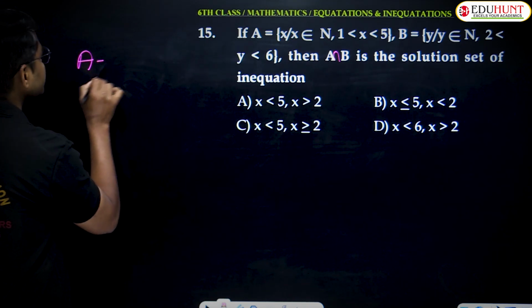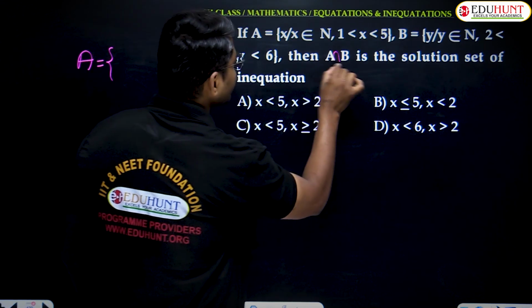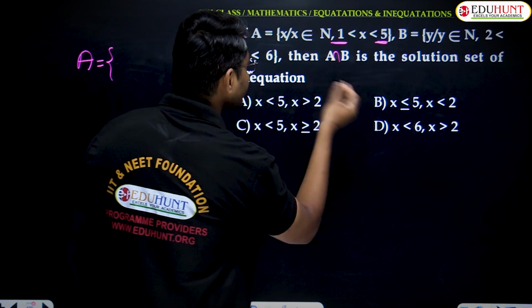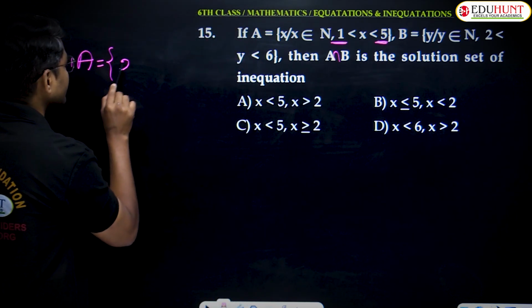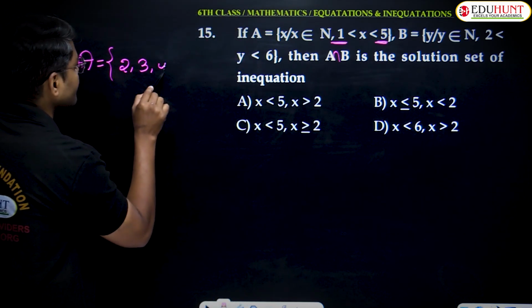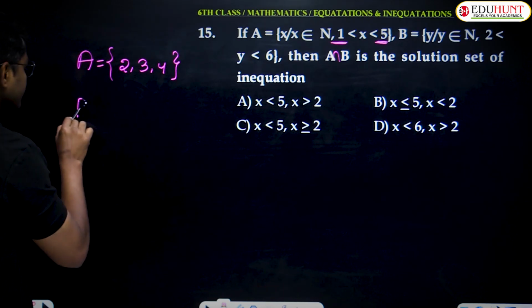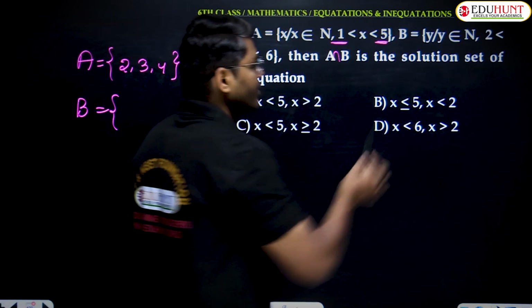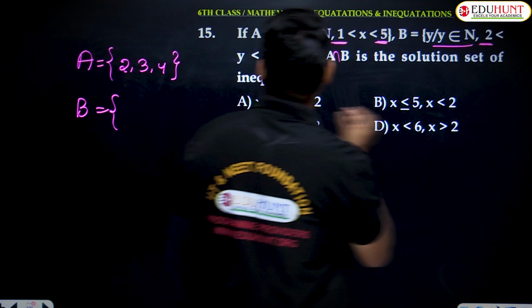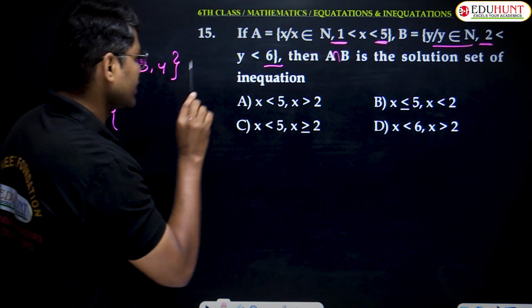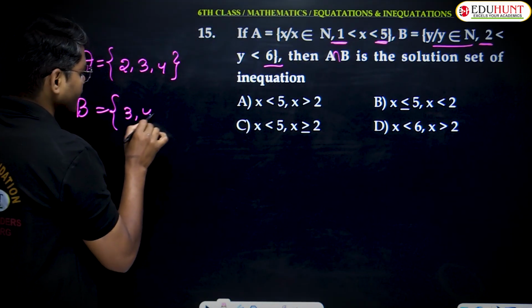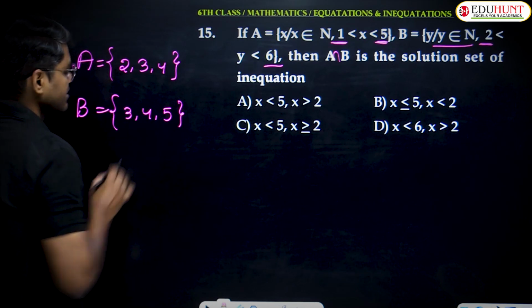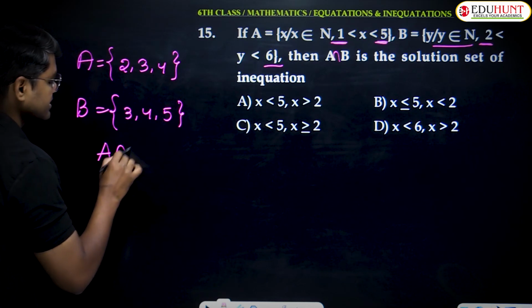A is the set of numbers not equal to 1 and not equal to 5, in between 1 and 5, that means 2, 3, 4. And B is the set of natural numbers in between 2 and 6, not equal to 2 and not equal to 6: 3, 4, 5. Now we have to find A intersection B.